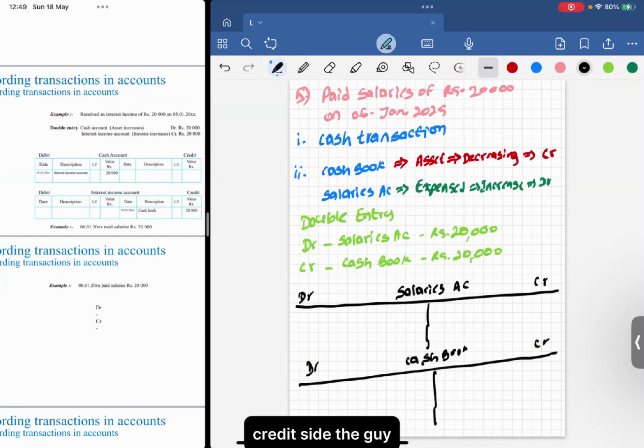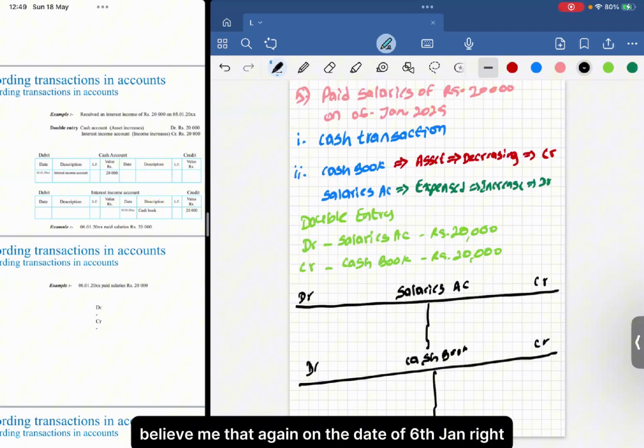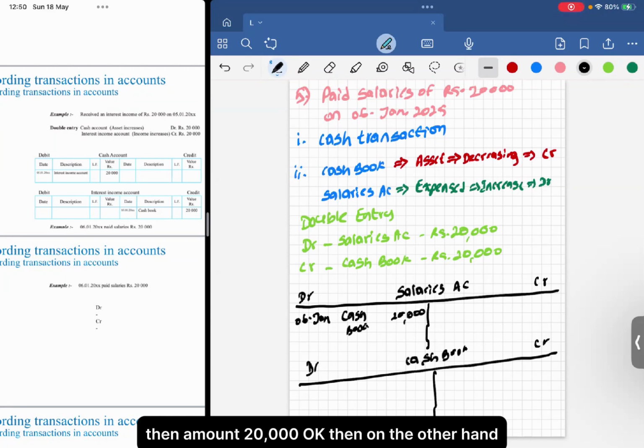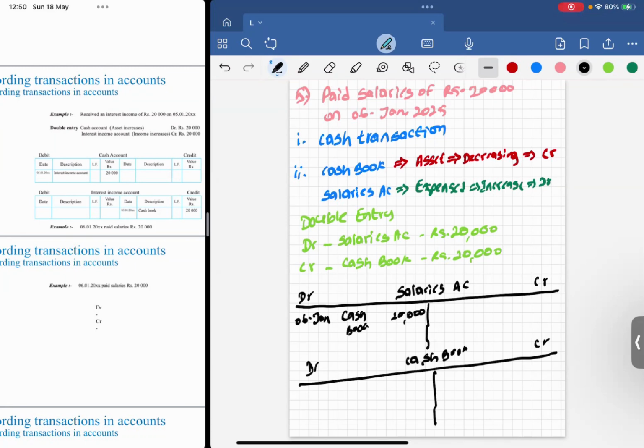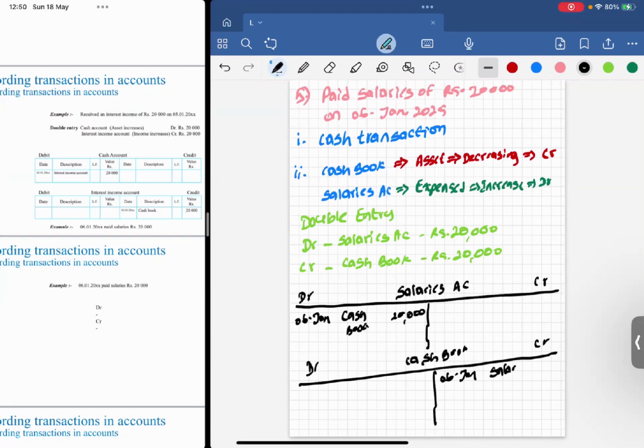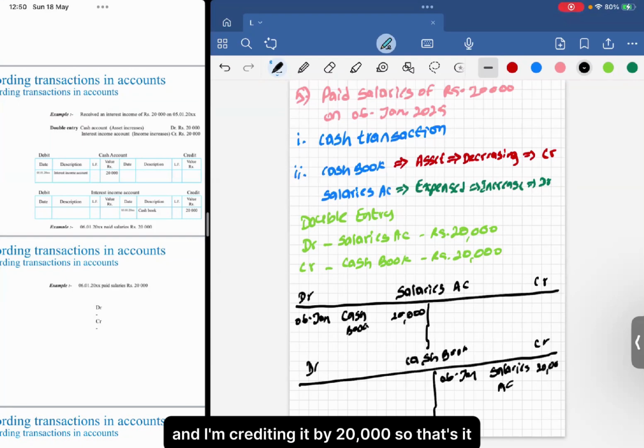එතකොට මම salaries account එකනේ debit කරන්නේ. එතකොට මම මුලින්ම දාගන්නවා date එක 6th Jan, right? Then I am writing the name of the account that I am crediting. එතකොට ඒක ඇවිල්ලා cash book, then amount 20,000. Okay. Then on the other hand, I am crediting the cash book. So I am writing the date again, 6th Jan. Okay. Salaries account. Okay. And I am crediting it by 20,000. So that's it. Payment of salaries of rupees 20,000.